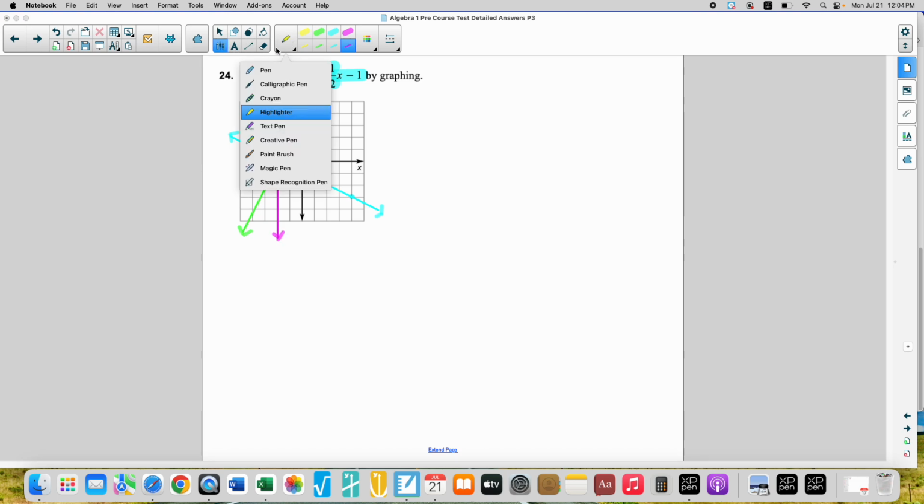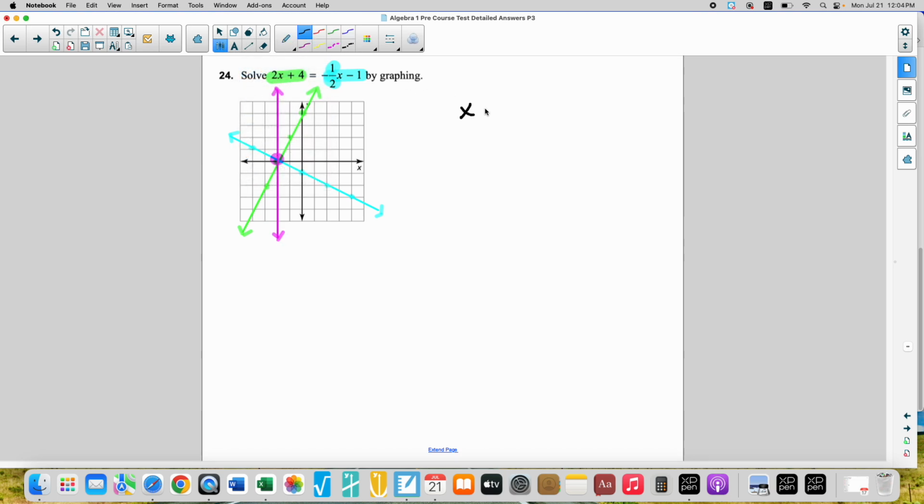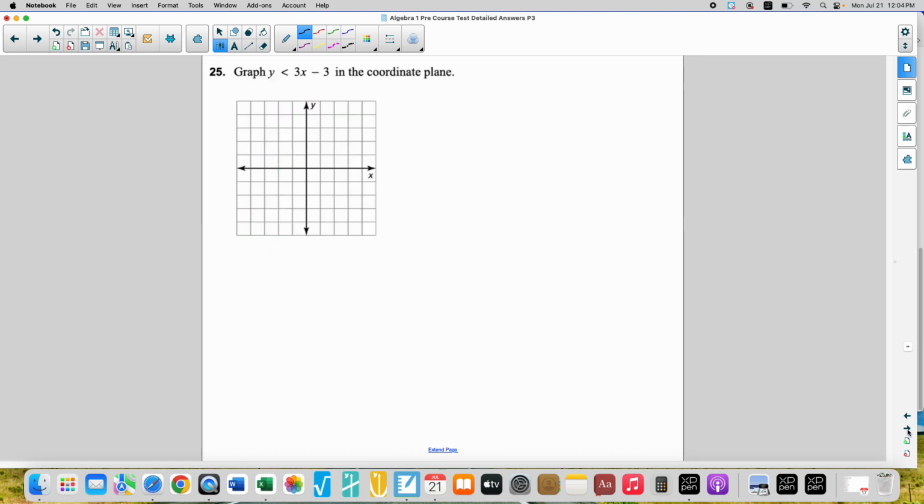So the solution is actually x equals negative 2. That would be the solution. Because there's only an x value, we can only have x outputs, where x is negative 2. Sorry about that, a little confusing.